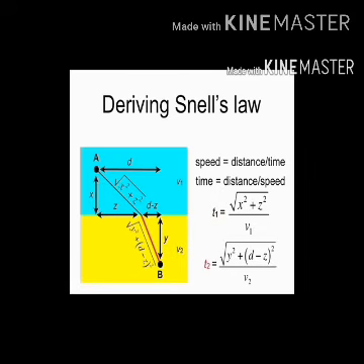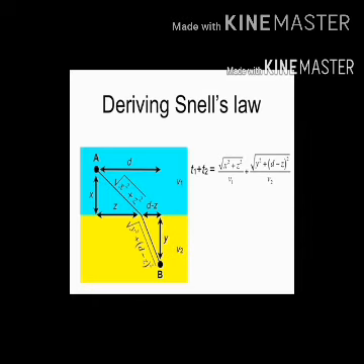And similarly, t2, the time it takes for light to travel through the yellow region, is the square root of y squared plus (d minus z) squared, the distance, over v2, the speed. And so the total time it takes for light to travel from A to B along this path is t1 plus t2, or the square root of x squared plus z squared over v1, plus the square root of y squared plus (d minus z) squared over v2. So here's an expression for the total time it takes for light to travel from A to B.